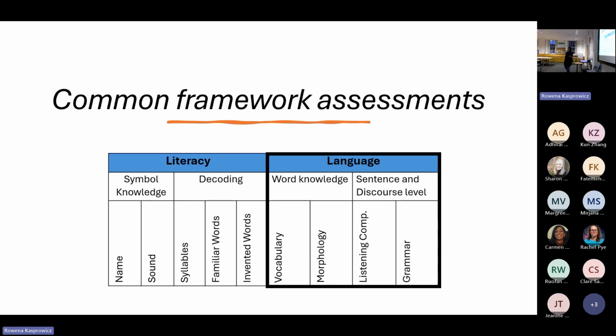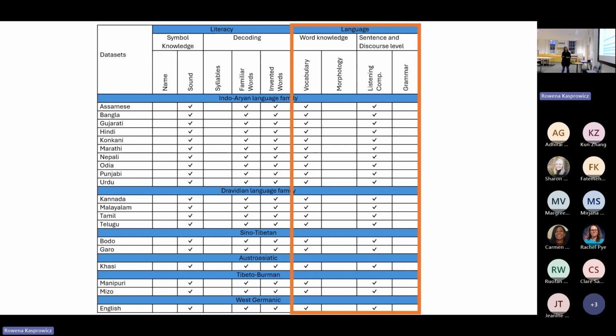Although we do know if you don't have your language foundations in place, literacy is really going to get stuck at some point. You'll plateau off when you come to reading comprehension. So this is taken from India. What's inside the orange box, that's the language section. And the rest of it is all around literacy.